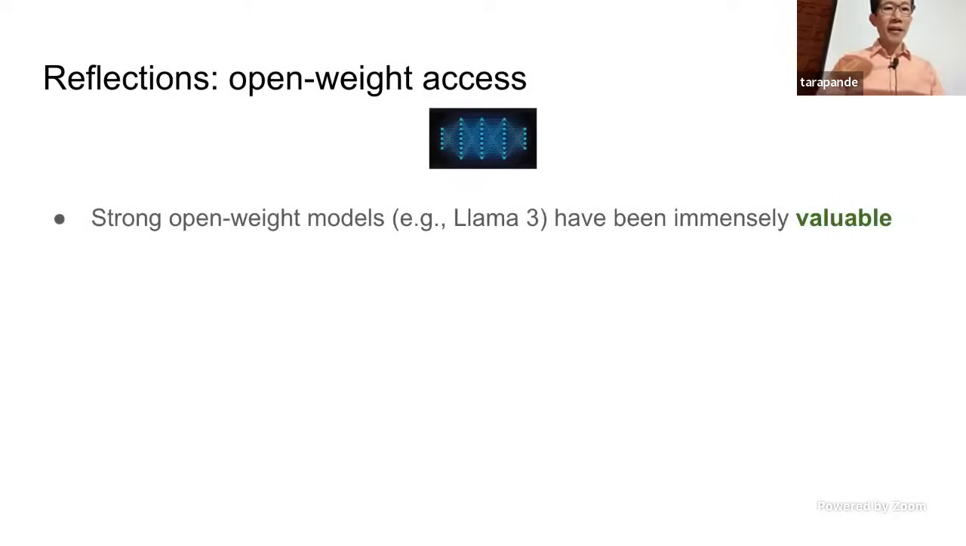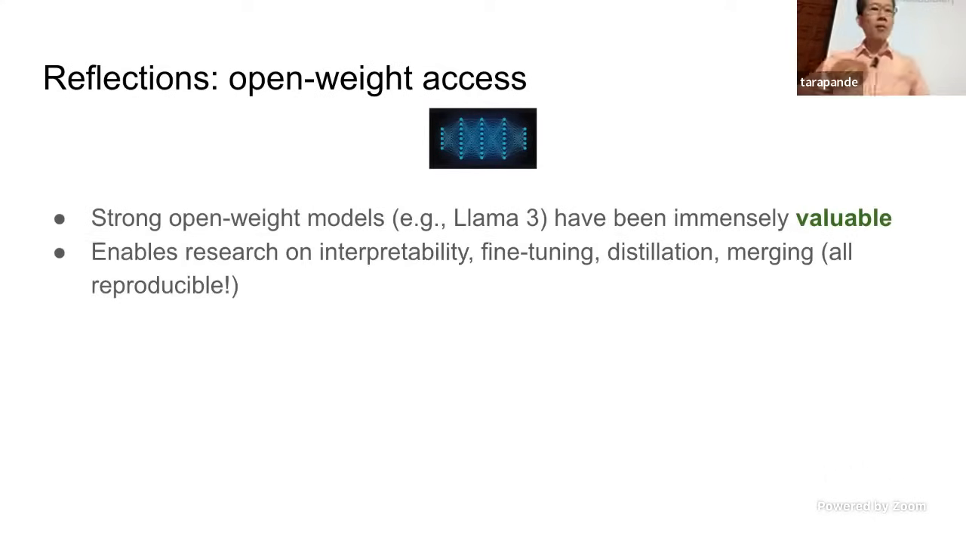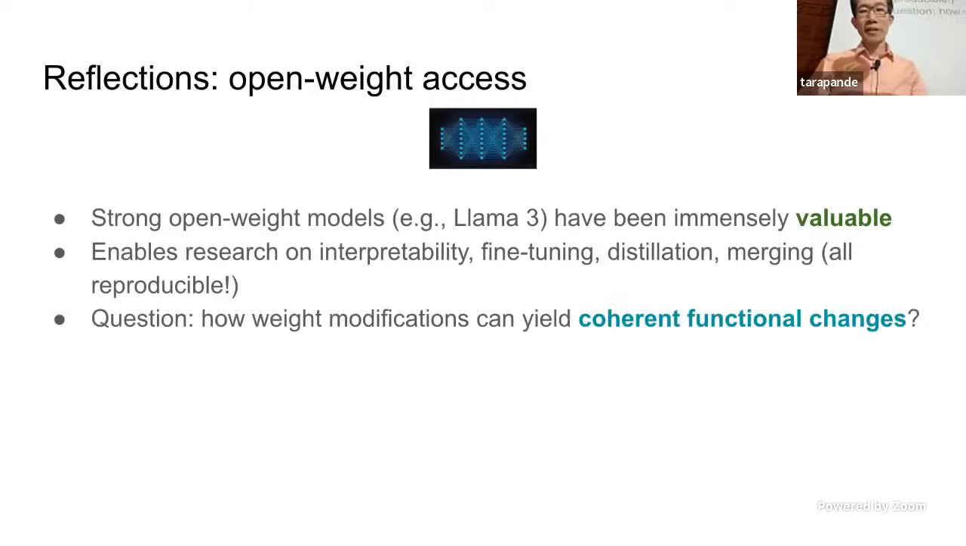Okay, so some reflections on open weight models. It's very clear that open weight models such as Llama 3 have been immensely valuable for research. I only showed you a small fraction of all the papers that have been using Llama 3, and I'm sure some of you are using it in your own research as well. It enables research on interpretability, different fine-tuning techniques, distillation, model merging, and furthermore, you get all these nice reproducibility guarantees and not having to worry about model deprecation.